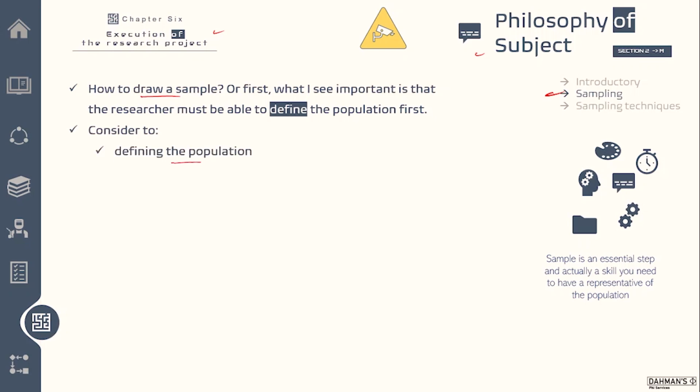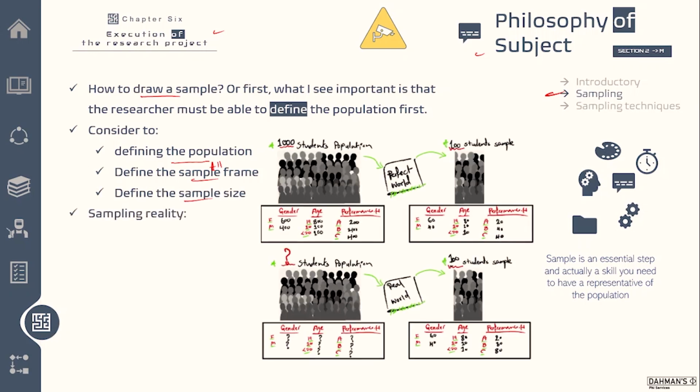First of all, you have to define the population, you must understand the totality, or the all, of the population. Next, you also have to define what's called the sample frame, and finally the sample size. Let me show you exactly what I mean. There are two cases that you might encounter in real life. In the first case, assume that I know the all, or the totality, of my population.